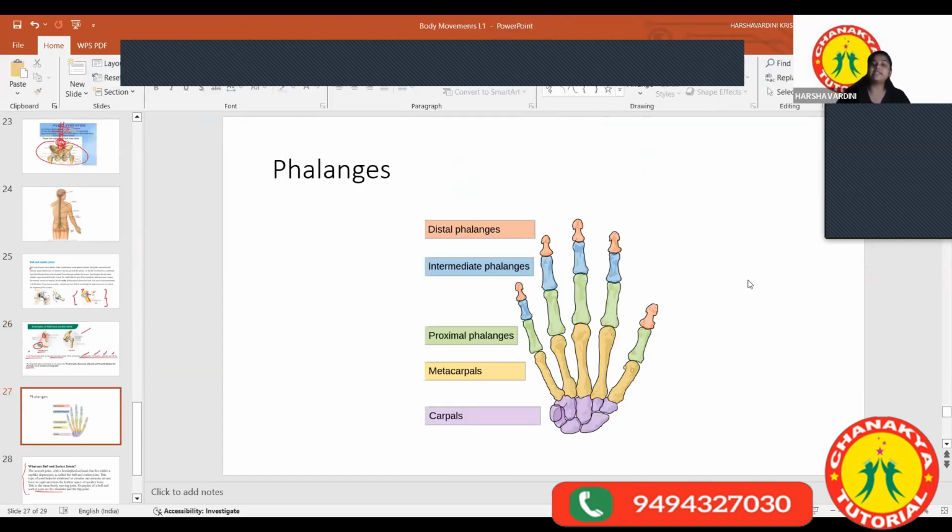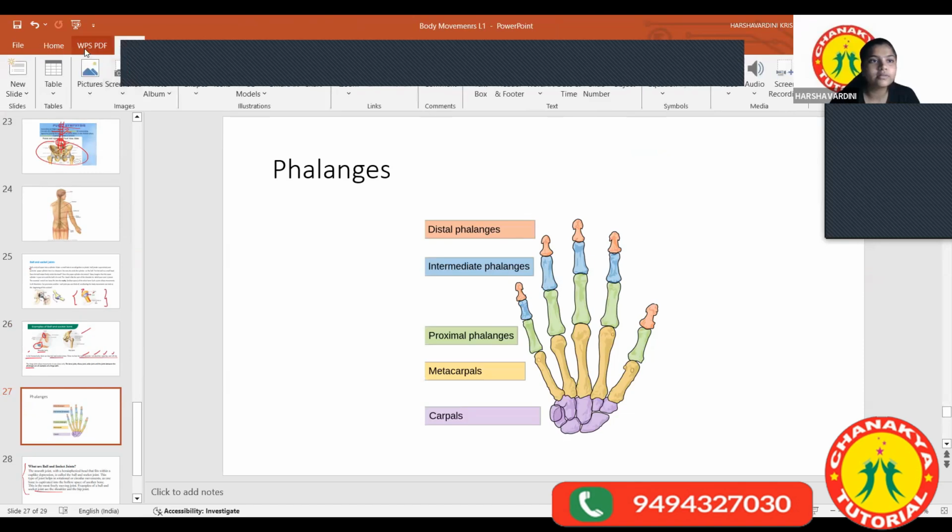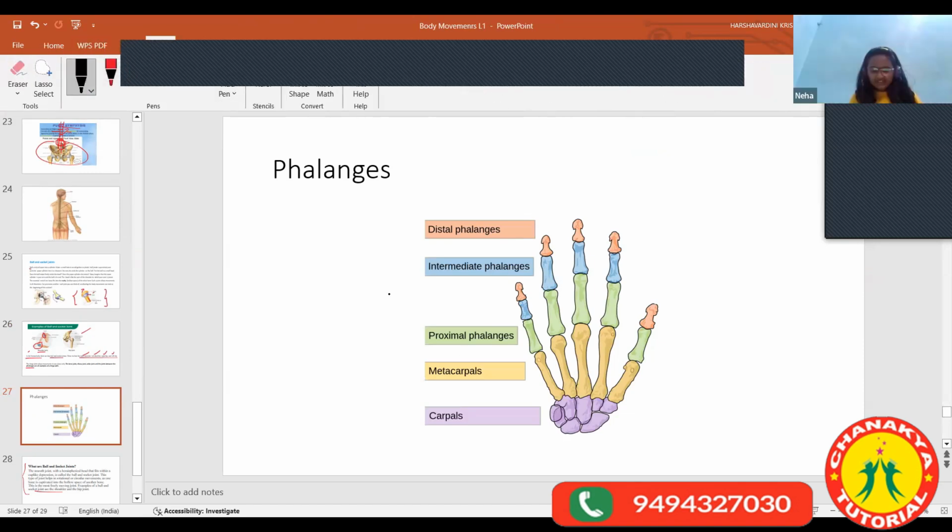Can you see whatever I said? Yes. See, they have the names also. The upper ones are called distal phalanges. The blue one, that is the second one, is called intermediate phalanges. The last one is called proximal phalanges. You don't have to memorize. Just for your curiosity, I got a picture.